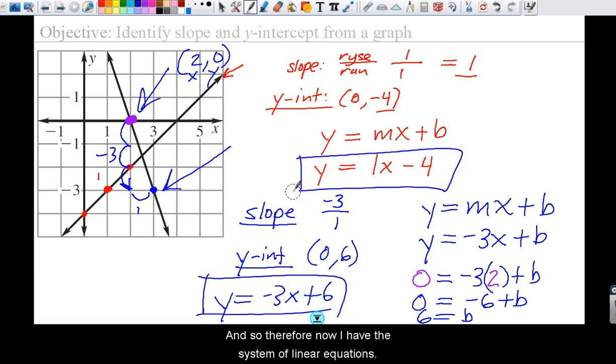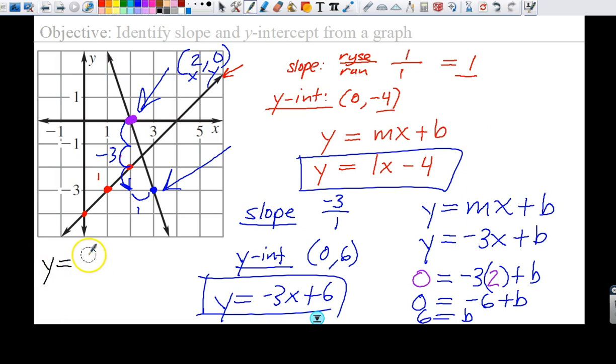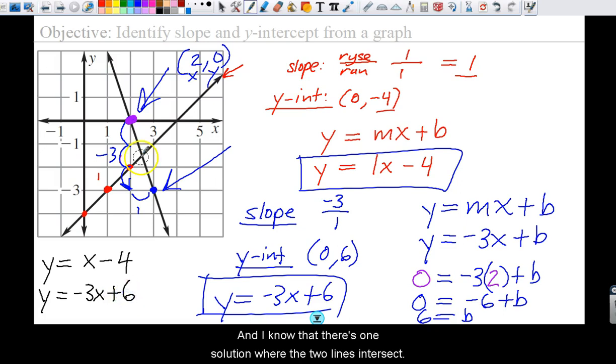Now I have the system of linear equations, which would be y = x minus 3, sorry, not -3, -4. That's the red line, y = x - 4, and the blue line is y = -3x + 6. And I know that there's one solution where the two lines intersect.